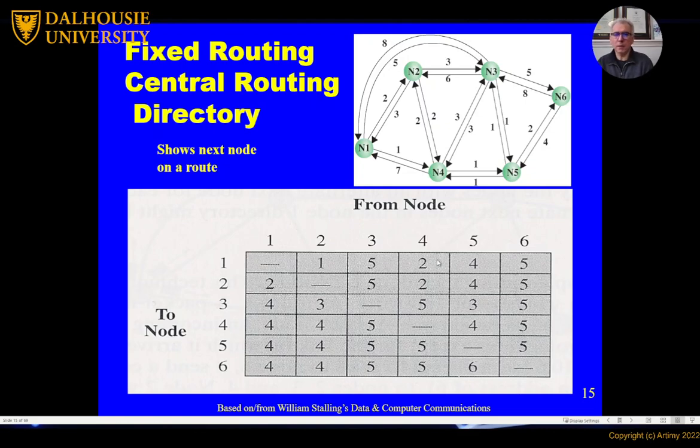Why don't we always send it to the neighbor, right? So look at this example. N1 is neighbor to N3. But if you look at this table, you see if I want to send something from 1 to 3, I have to forward it to 4 first, and then 4 sends it to 5, and then 5 sends it to 3. So instead of sending it directly, it goes this way. Why? Because the criteria that we used is the least cost. And the least cost is 1 to 4, 4 to 5, and 5 to 3, right?